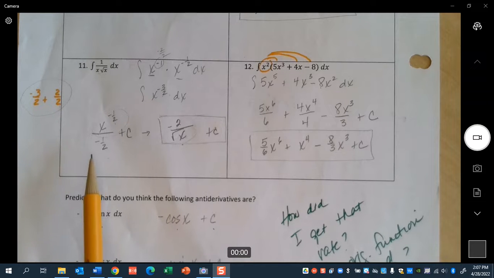If you left it like this, it would still be right. It's just not simplified. Do I see another question?